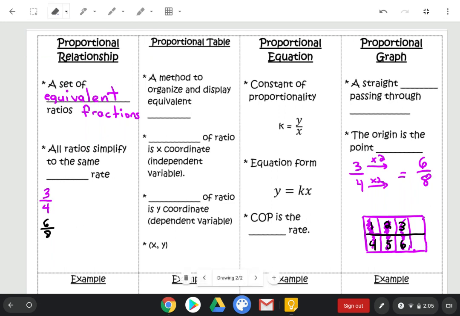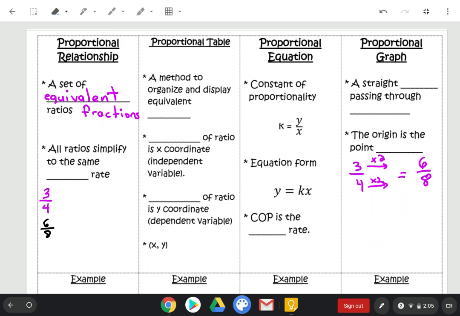So hopefully, in your mathematical studies, you have talked about equivalent fractions. If you haven't talked about equivalent fractions, all a proportional relationship is, is just a set of equivalent fractions.